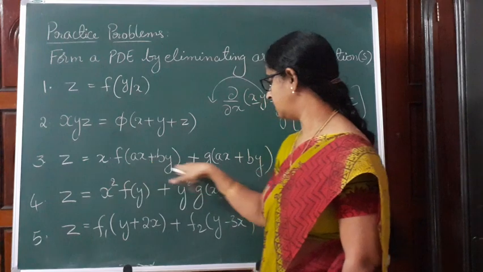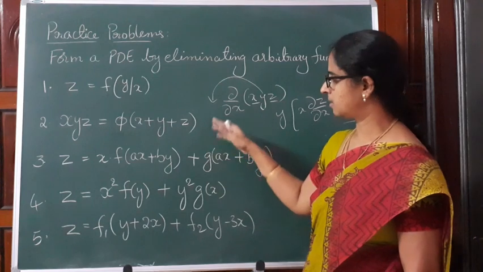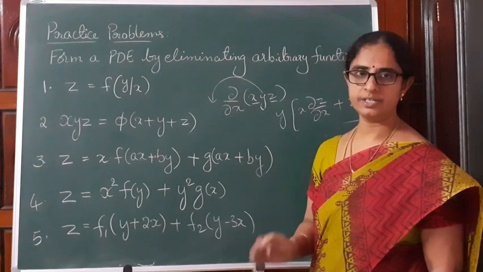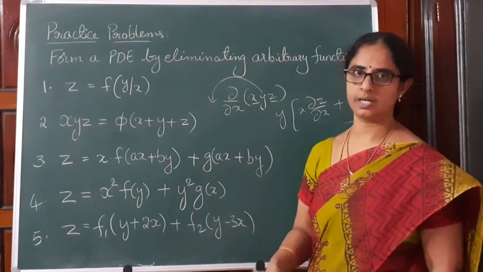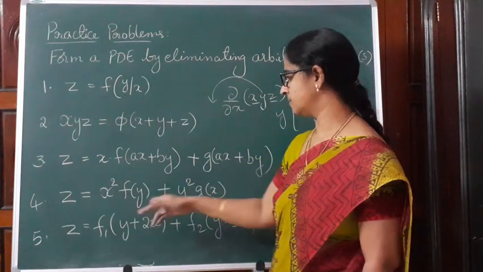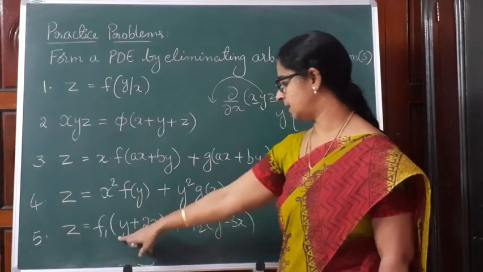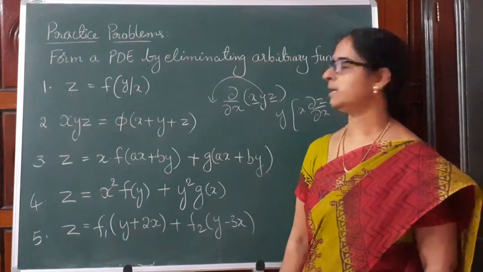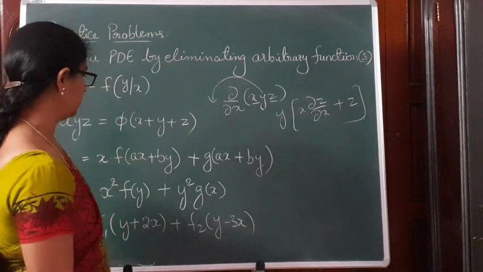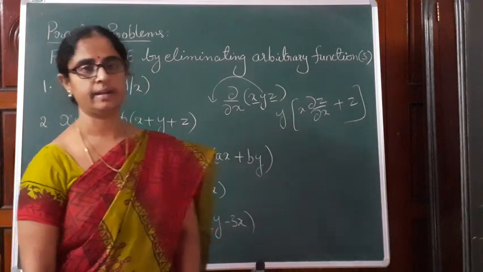And coming to the third one, here you have two arbitrary functions, f of ax plus by and g of ax plus by. So first find the first order partial derivatives. If we cannot eliminate f and g, then go for second order partial derivatives and then check by substitution. We have discussed a similar problem in previous problems. The second one also has two arbitrary functions, f of y and g of x. Similarly, here also you have f1 and f2. Okay. So practice these problems. These are quite easy. You can eliminate the arbitrary functions to form a partial differential equation. Thank you for watching this video.